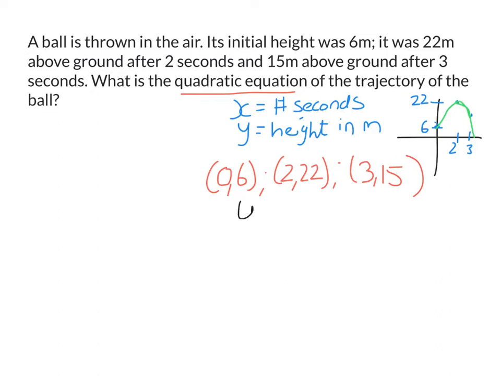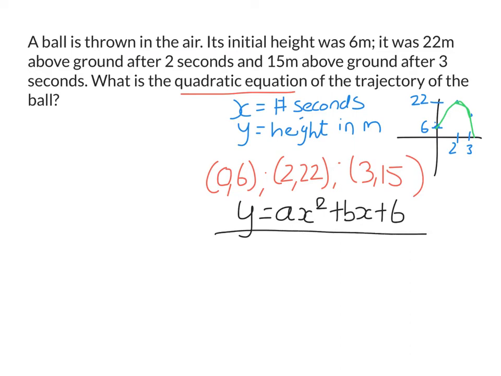Remember, the equation of any parabola is going to be y equals ax squared plus bx plus c. It's just a matter of finding the coefficients a, b, and c. Remember, c gives you the y-intercept. Because it's initially 6 meters, c is actually 6. So that's easy to find the first one. We'll rub that out and write 6 for c. Now to find a and b, I'm going to substitute these 2 points into this equation one by one and come up with some simultaneous equations.